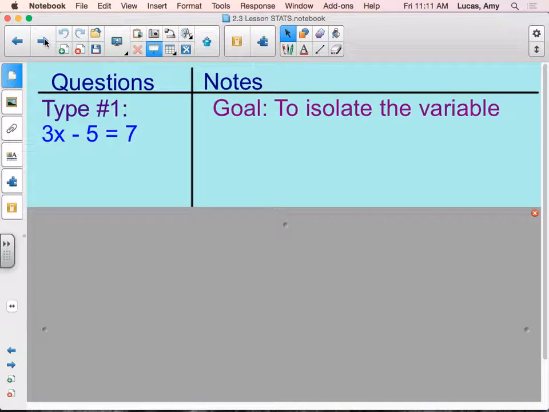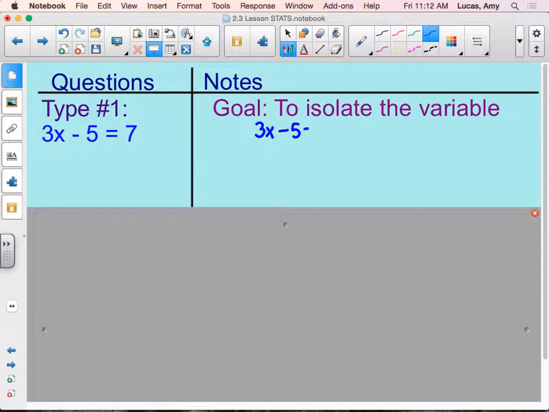Our goal on all of these two-step equations is the same as it was with one-step equations. Our goal is to isolate the variable, to get the variable all by itself so we can figure out a value that it's equal to. So my first equation says 3x minus 5 equals 7.